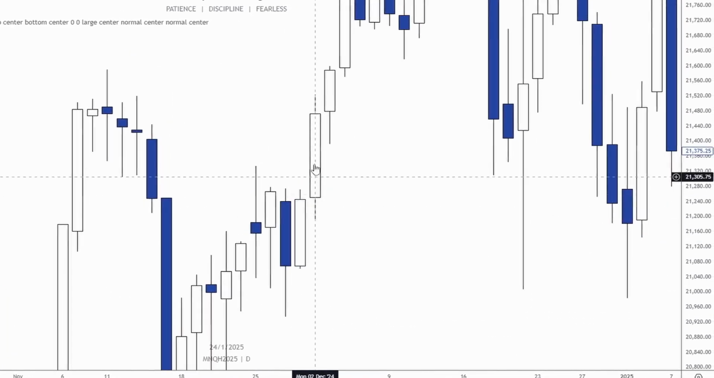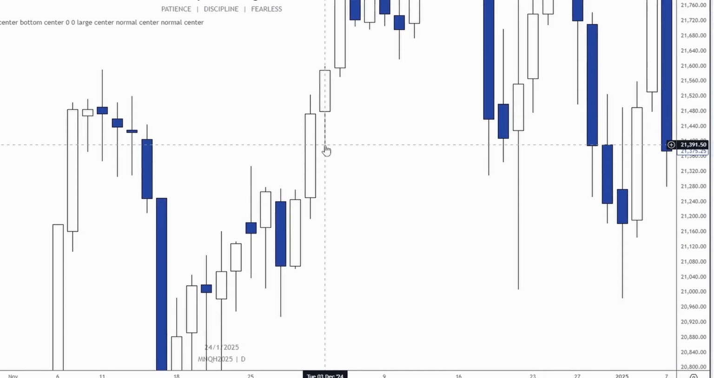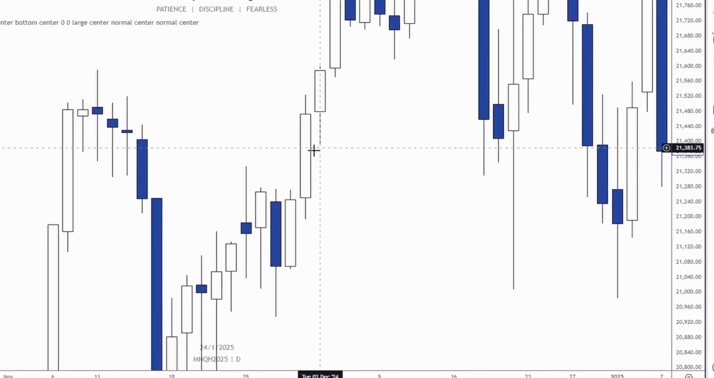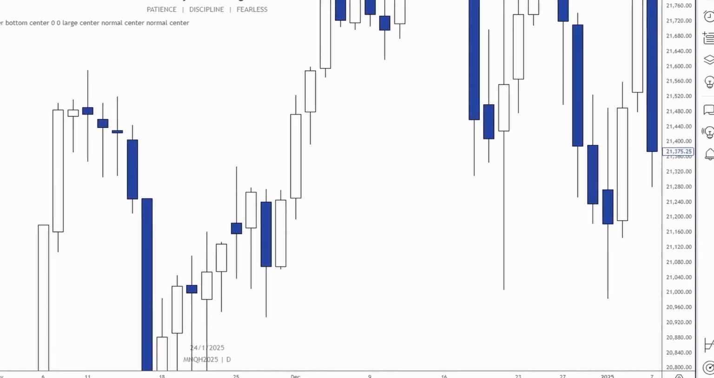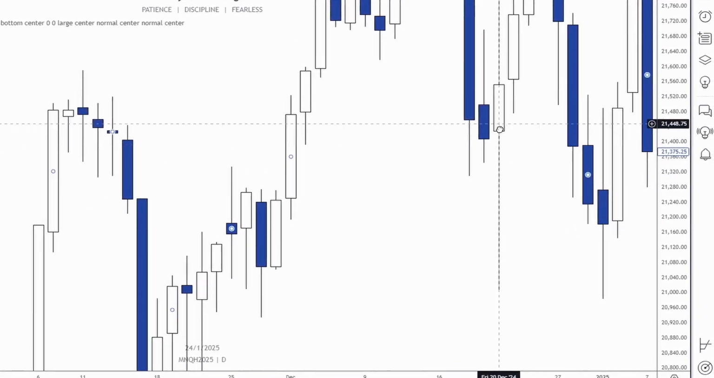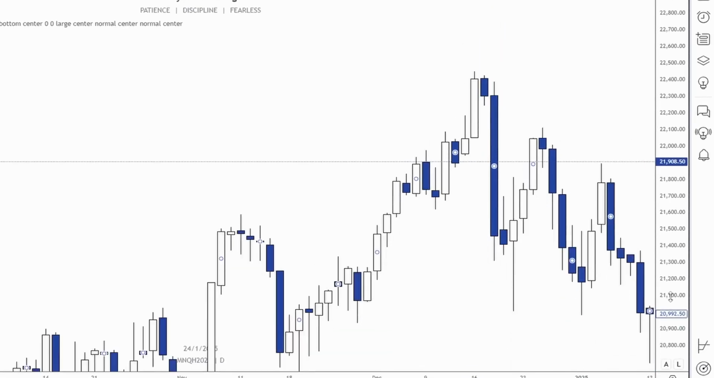But when you have a large expansion like this, and you have a separation between this candle's low and this candle's high, you create an inefficiency. This is called a fair value gap. This place is inefficient, okay? And so you can see that price eventually returns back to these levels.